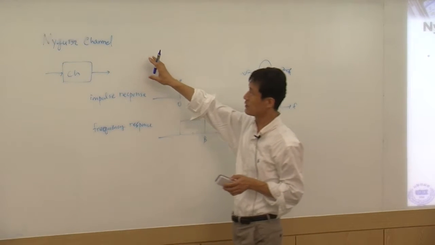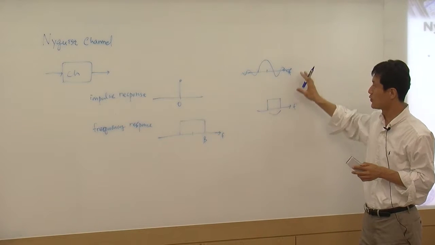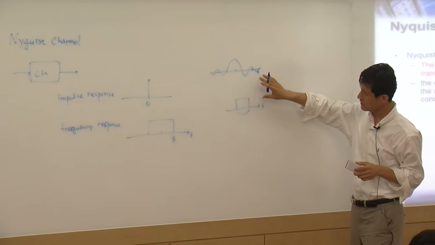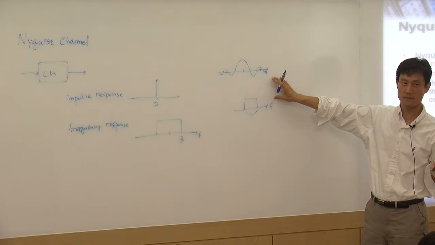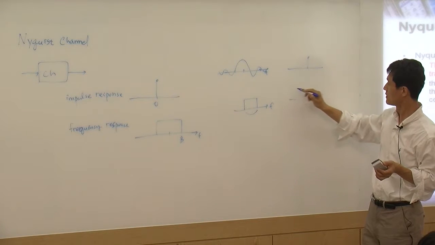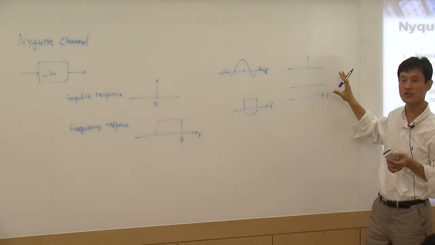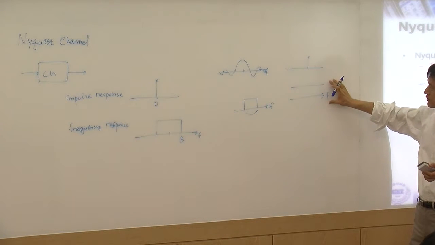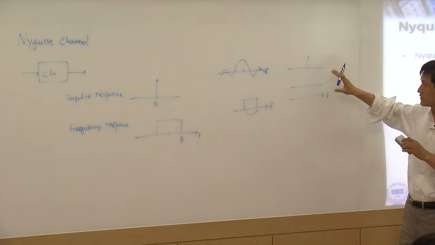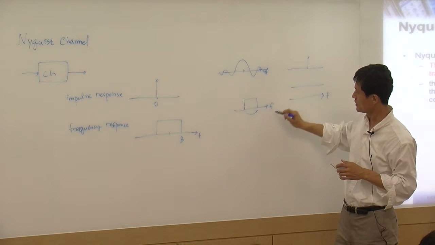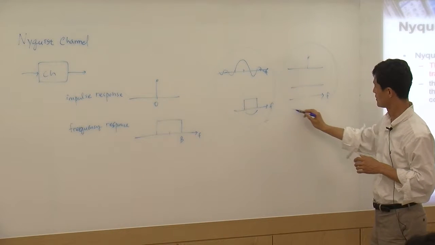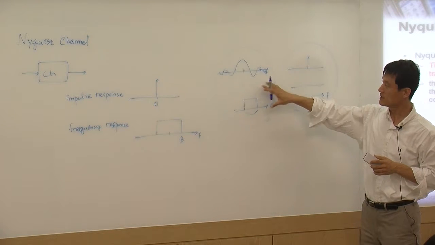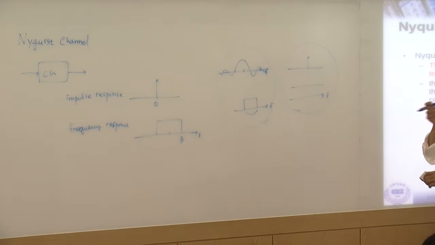But in the Nyquist channel, what we are doing here is that we choose a very special sampling frequency. Think about the relationship between these two. This is continuous time. These two are the time domain, frequency domain dual relationship. These two are like a pair. These two are a pair. But this is continuous time.